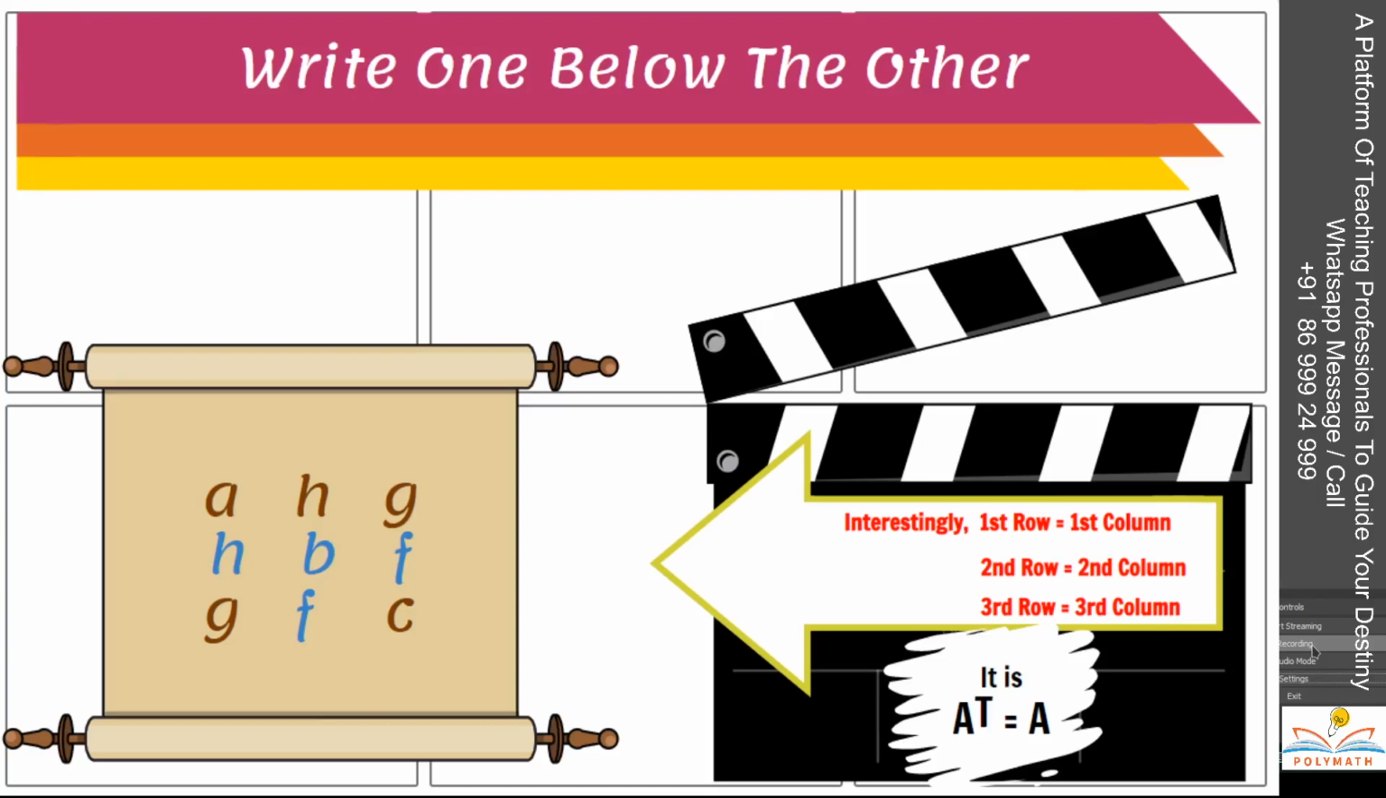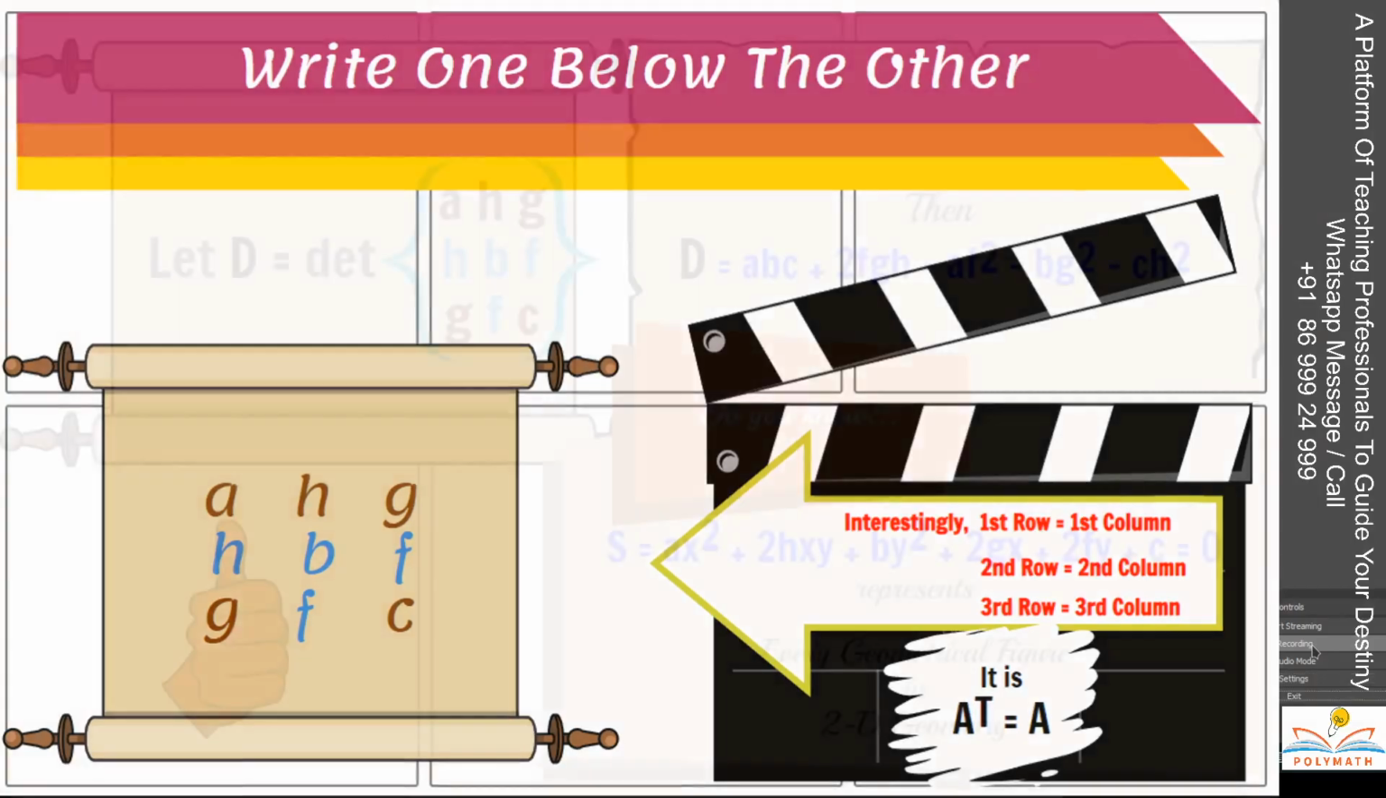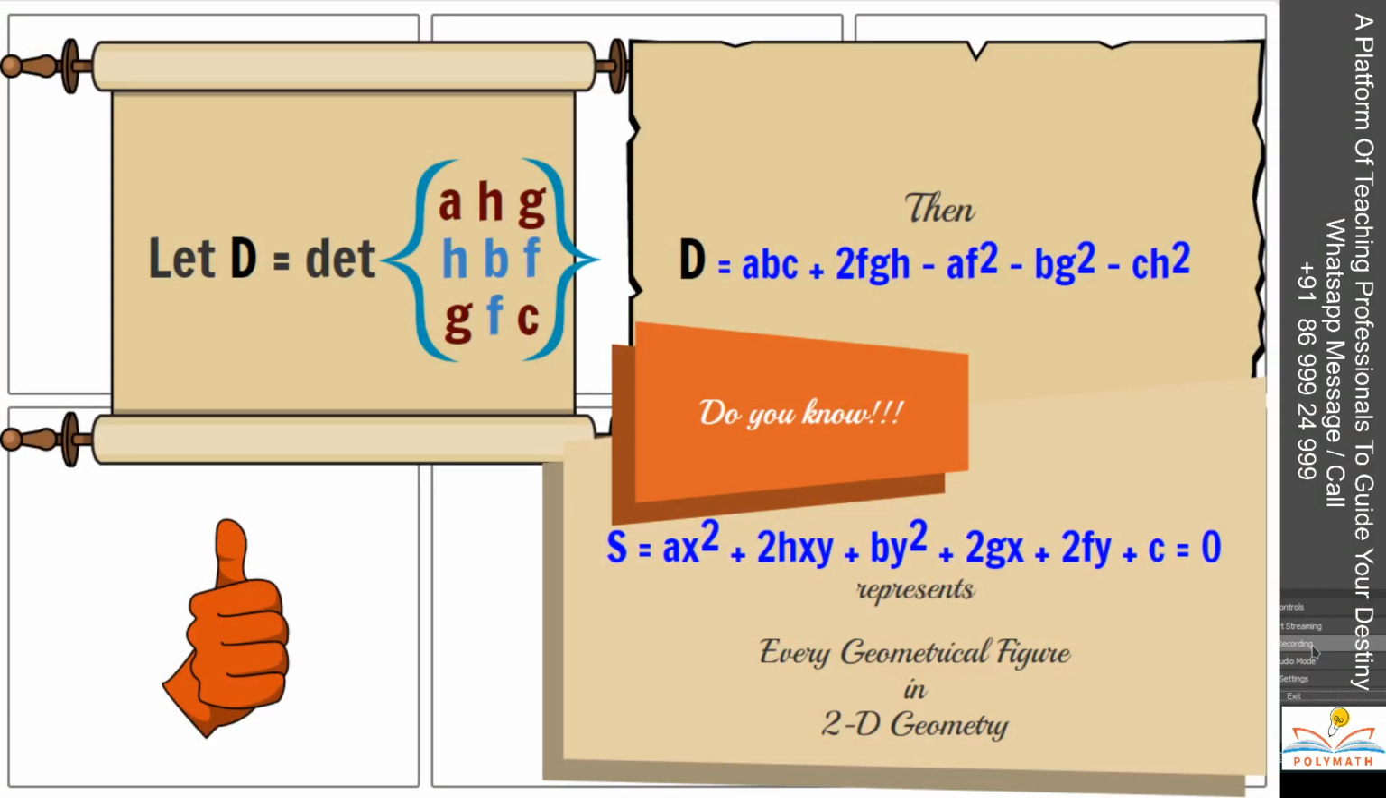Interestingly, first row is equal to first column, second row is equal to second column, third row is equal to third column. That is, A transpose is equal to A, which is known as a symmetric matrix. Let us suppose D is equal to the determinant of that matrix A, H, G, H, B, F, G, F, C, which is a handsome guy has beautiful fiancée gone for cinema.